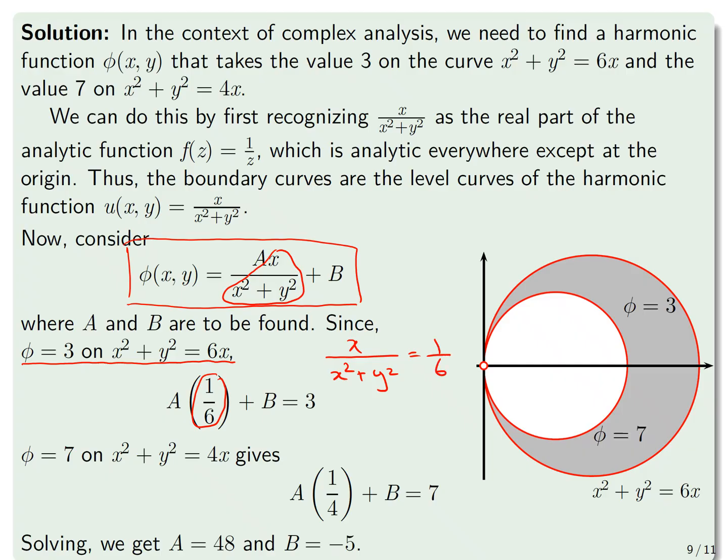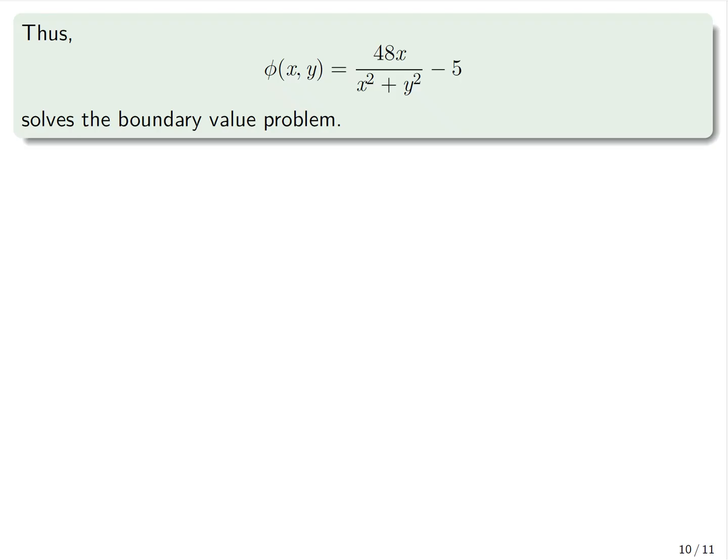So that means if this is equal to 1 over 6, the function value is 3. And you can do the same thing with the other circle. This is going to give 1 over 4, and the function value is 7. Now you can see there are two unknowns. You can solve them, and when you solve, you get a equals 48 and b equals -5. So those are exactly the unknowns that we are looking for. So we can say that phi(x,y) equals 48x over x squared plus y squared minus 5 solves the given boundary value problem, because the boundaries are given. So you can see it's a boundary value problem.